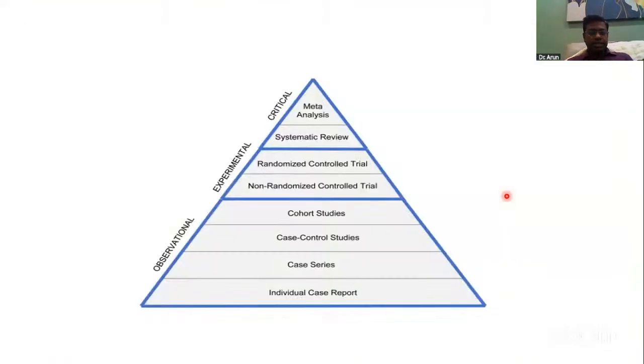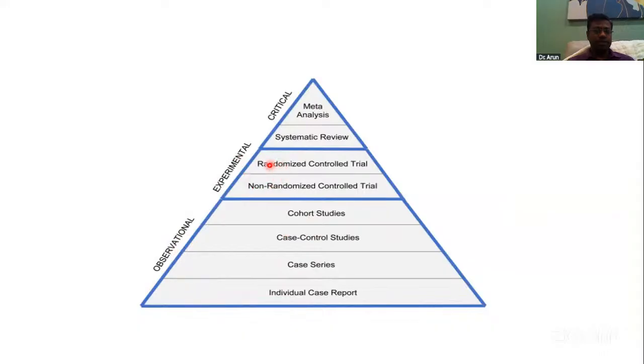And you can see here this pyramid, the hierarchy of study design. At the base comes your individual case report. Then slightly better is case series, then case control and cohort studies. These are analytical groups. Case report, case series, case control, cohort, all of this comes under the observational group, because here the investigator is not assigning the exposure. In the experimental study group, the investigator assigns the exposure group.